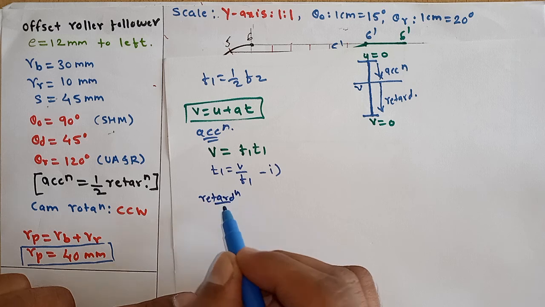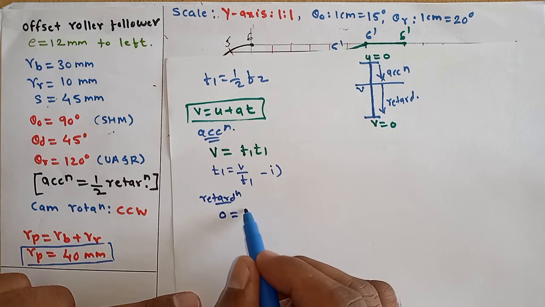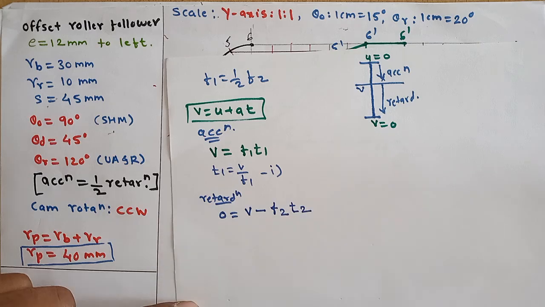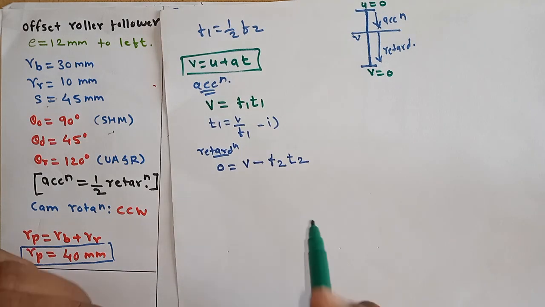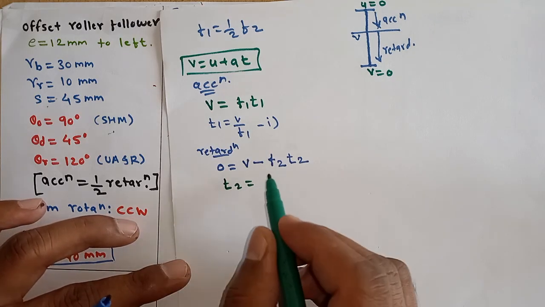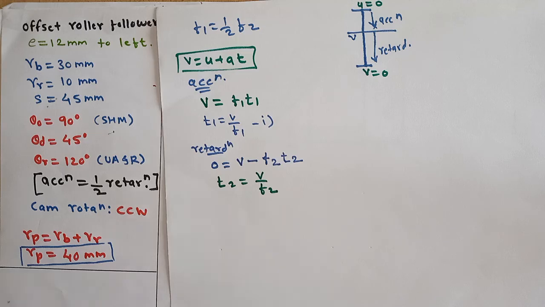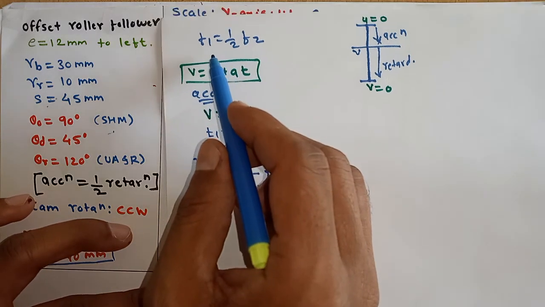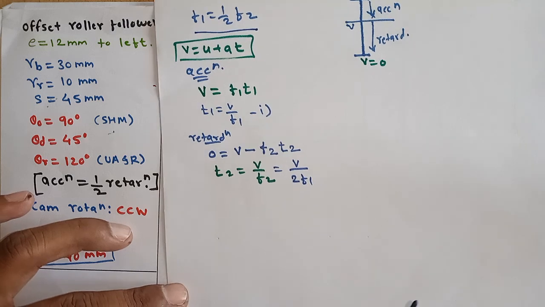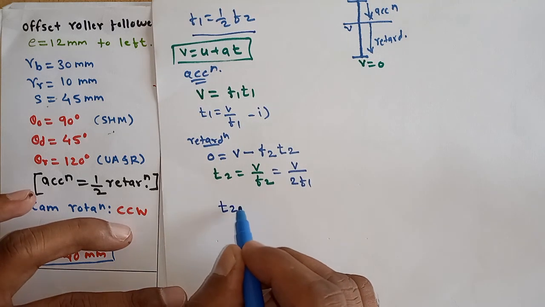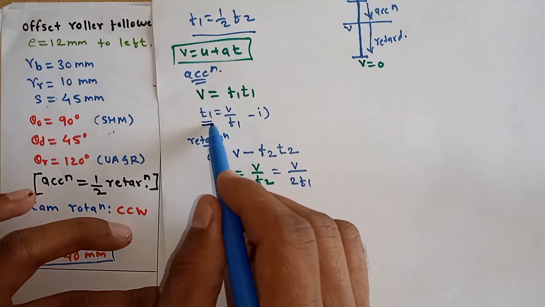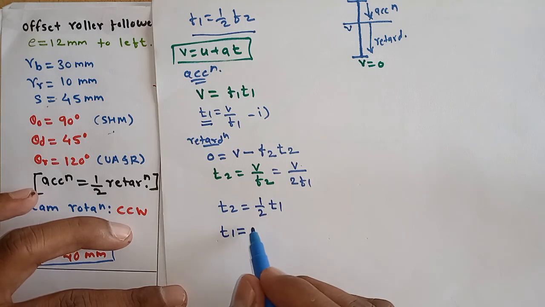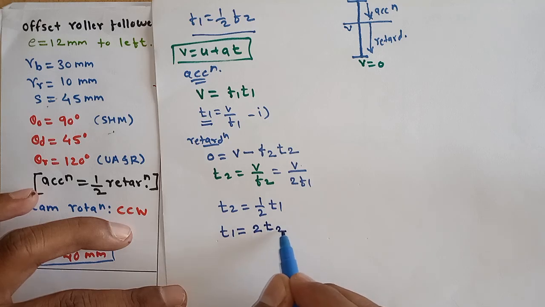Similarly, during retardation the final velocity is 0 and the initial velocity is v, minus, because it is retardation, f2 is the magnitude of retardation and t2 is the corresponding time period. So from this I can write t2 equals v upon f2. This is also equal to v upon twice f1, since retardation is 2 times the acceleration. So t2 is v upon f1, which is nothing but t1, so half t1, or t1 is twice t2.